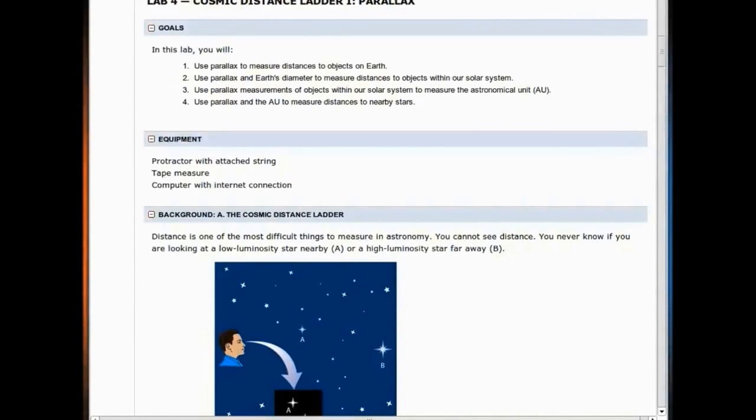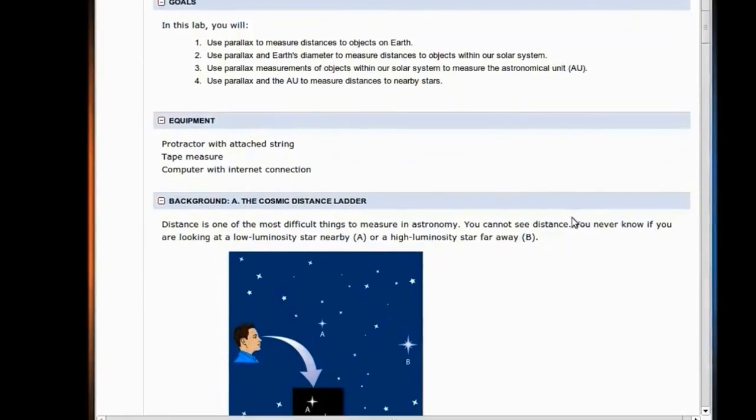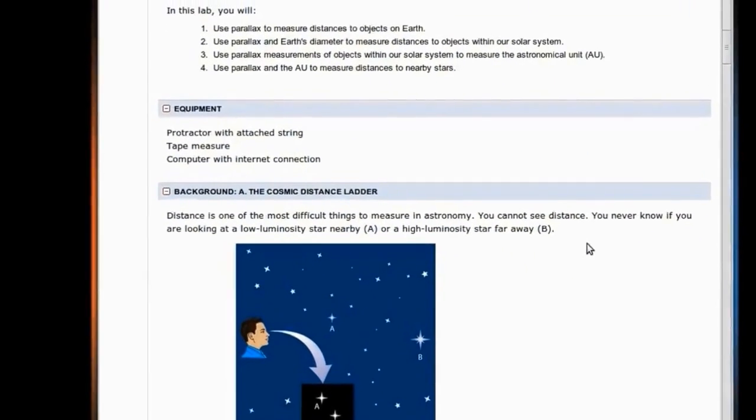In this video, we're going to discuss the first of our cosmic distance ladder series of labs, the one dealing with parallax. Parallax is a distance measurement technique that, believe it or not, you probably use all the time in your everyday life. In order to complete this lab, we're going to need a little bit of equipment. We will need a protractor with an attached string, and a tape measure, and we're going to use parallax as a technique to get some distances to some nearby, or at least relatively nearby, objects.